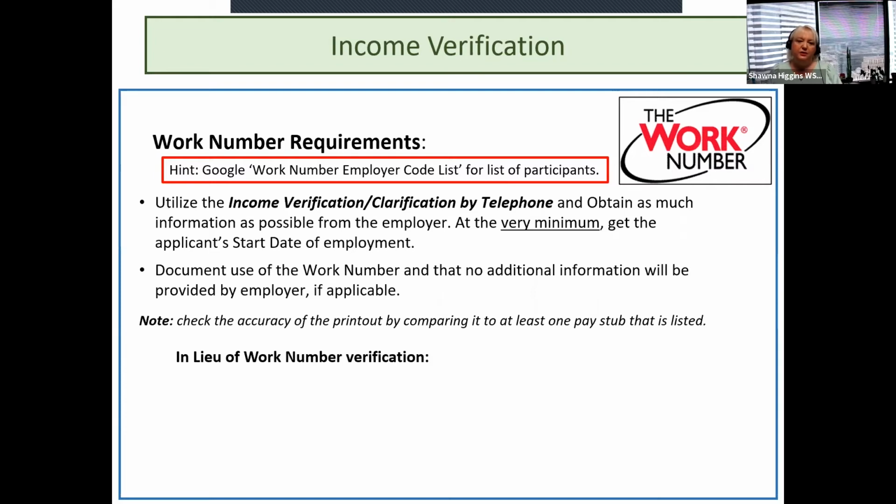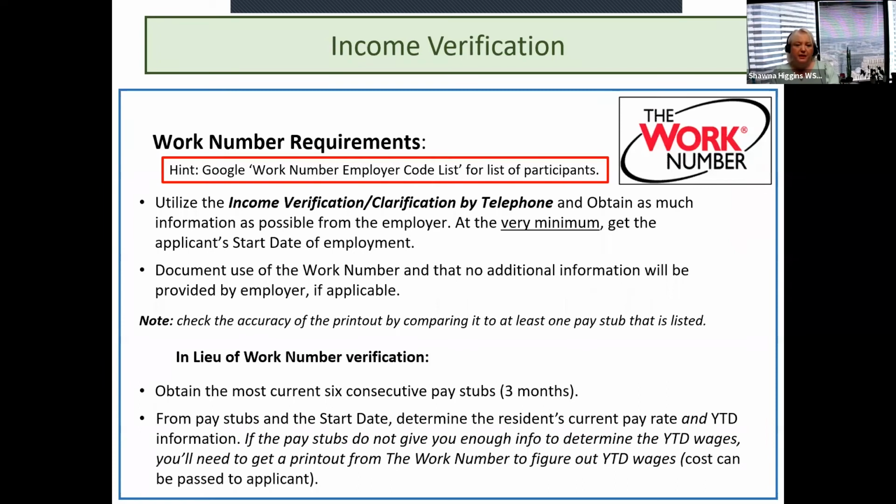And then in lieu of The Work Number, you can obtain the most current 6 consecutive pay stubs. We want 3 months. So we say 6 because we always think everyone gets paid twice a month. We know that's not true all the time. So if they get paid monthly, you can get 3 pay stubs, and so on, just as long as we get about 3 months.